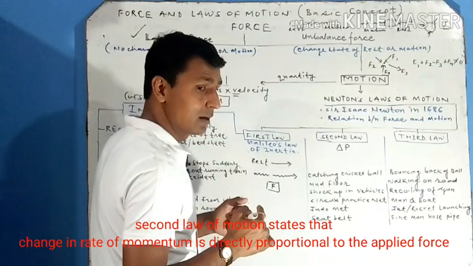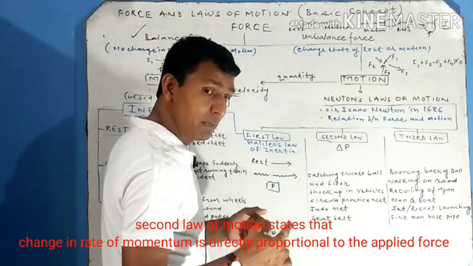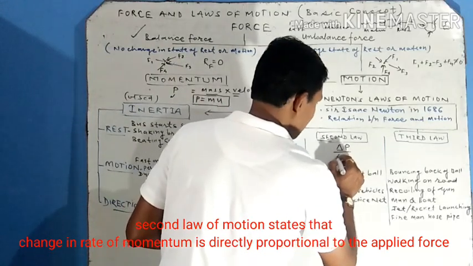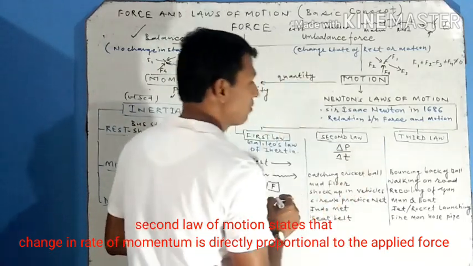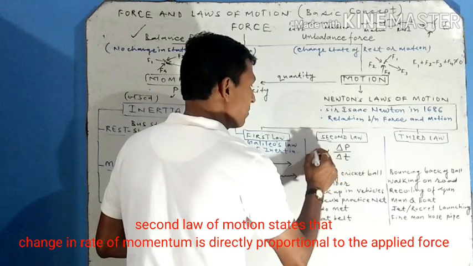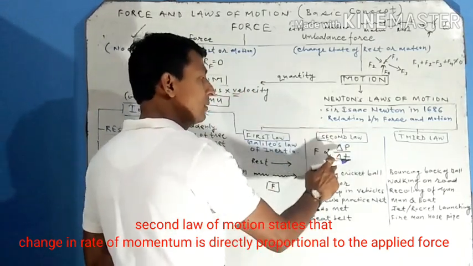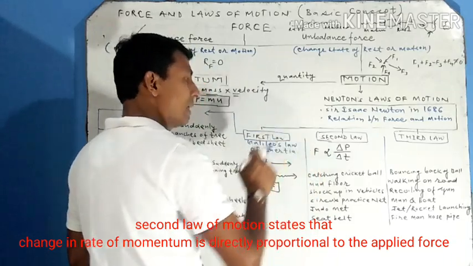But when I say rate of change of momentum, it means the rate is always taken with respect to time. The rate of change of momentum is directly proportional to the applied force. The rate of change of momentum is directly proportional to the applied force.